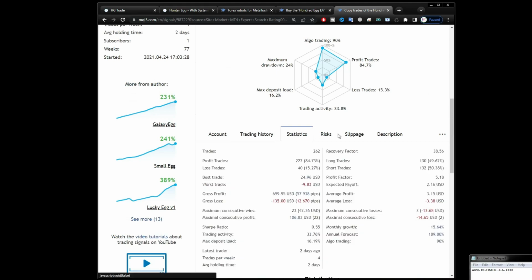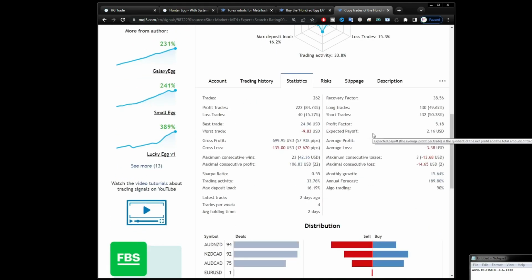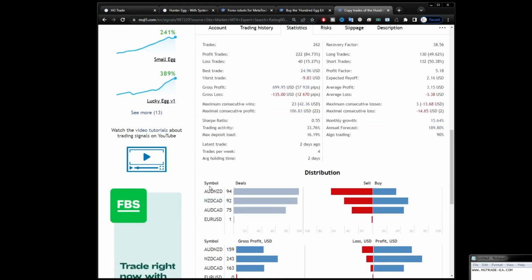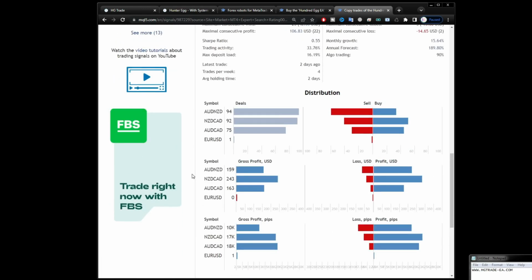Statistic information. Profit trades 262 transactions, with details of 222 profit transactions and 40 loss transactions. Maximum consecutive losses 3 transactions. And a maximum of 23 consecutive win transactions. Pairs running: Australian dollar to New Zealand dollar, New Zealand dollar to Canadian dollar, Australian dollar to Canadian dollar, Euro to US dollar. But for Euro to US dollar, here it is still not optimal.